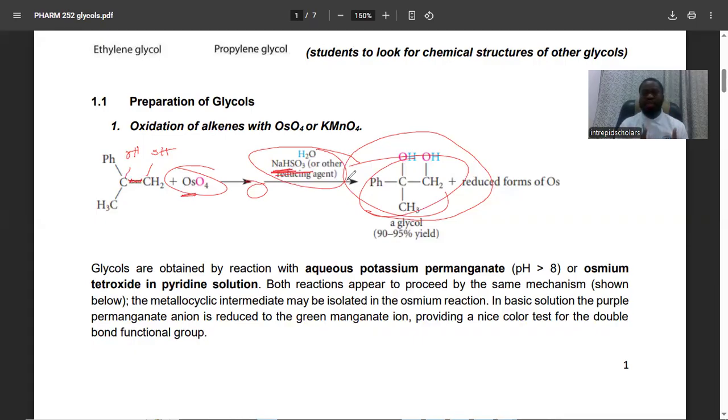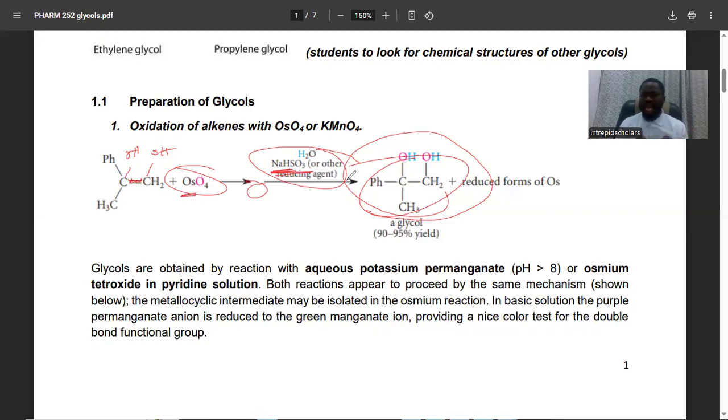If you take the aqueous potassium permanganate, the advantage is that it's a very common reagent, readily available. The downside is that it is inherently a strong oxidizing agent and can further oxidize the glycol, which we don't desire. So sometimes we get poor yield because of the further oxidation of the glycol. This glycol can be further oxidized to an aldehyde or a ketone, and then to a carboxylic acid. That is a drawback of KMnO4.